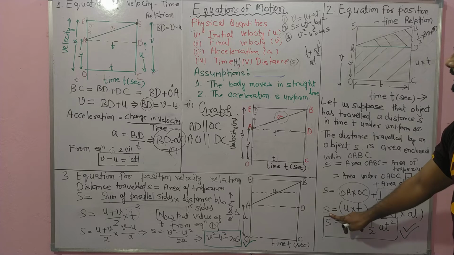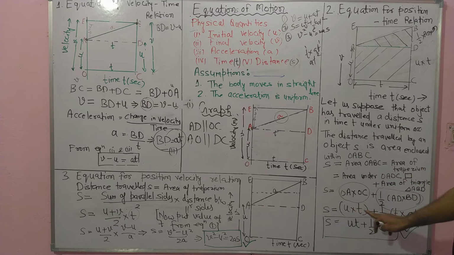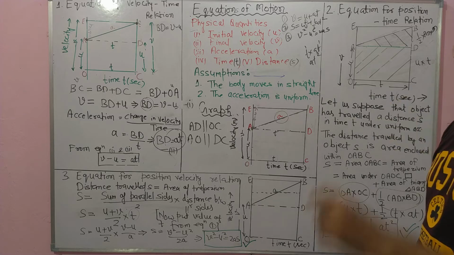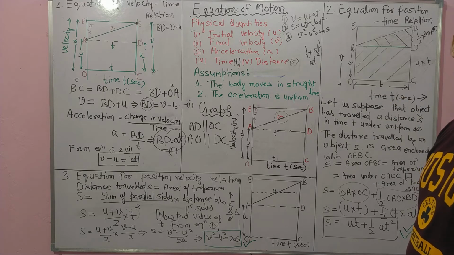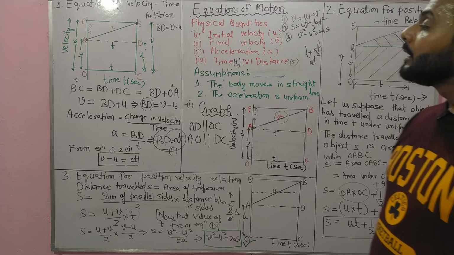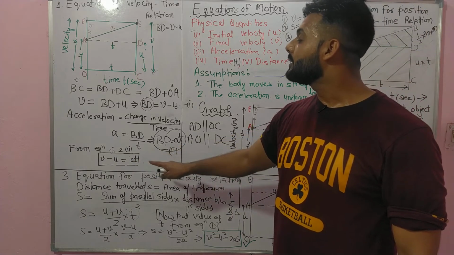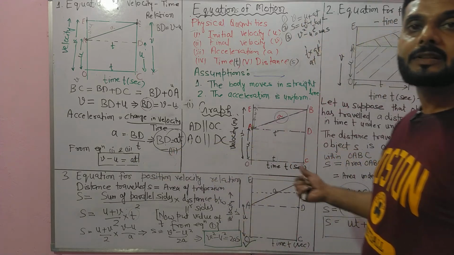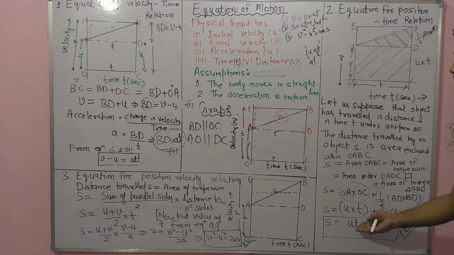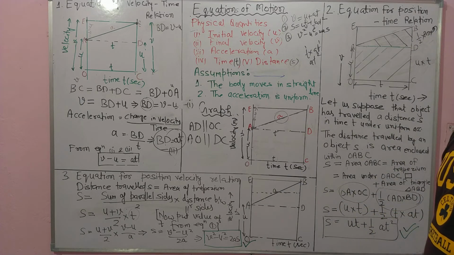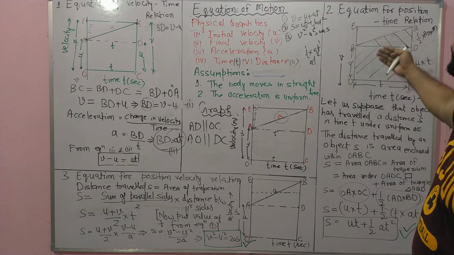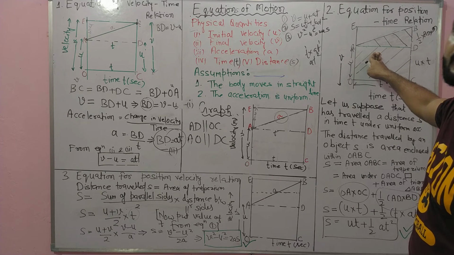So we will have S is equal to UT plus half AT square. This is the second equation of motion. Clear? We have the first equation of motion, V minus U is equal to AT. We have the second equation of motion, S is equal to UT plus half AT square. Okay? How did we prove it?